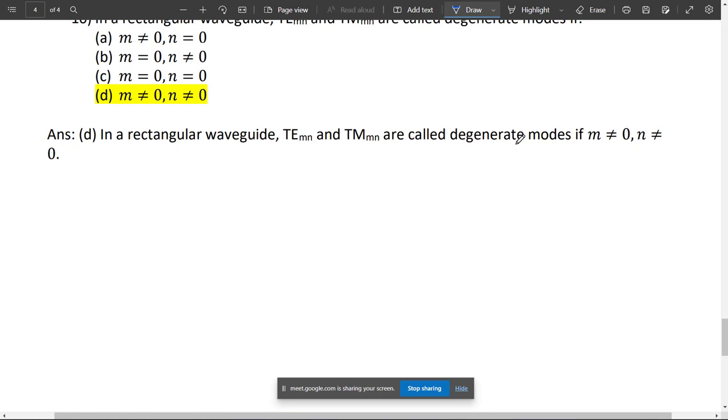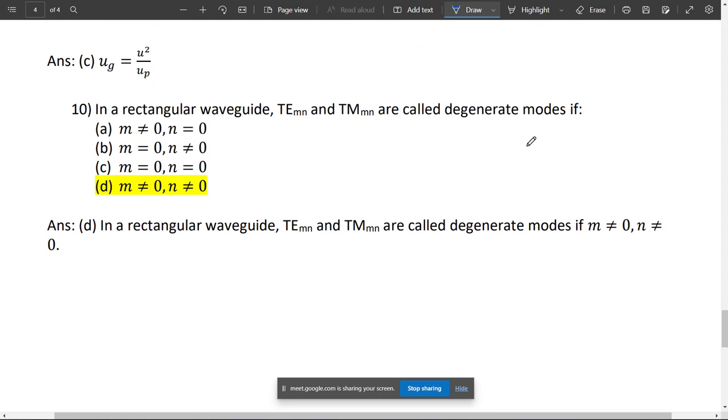All right. So here, to get those kinds of degenerate modes, m should not be equal to 0 and n should not be equal to 0. So option D will be the correct answer. Okay. Do you have any doubt here?